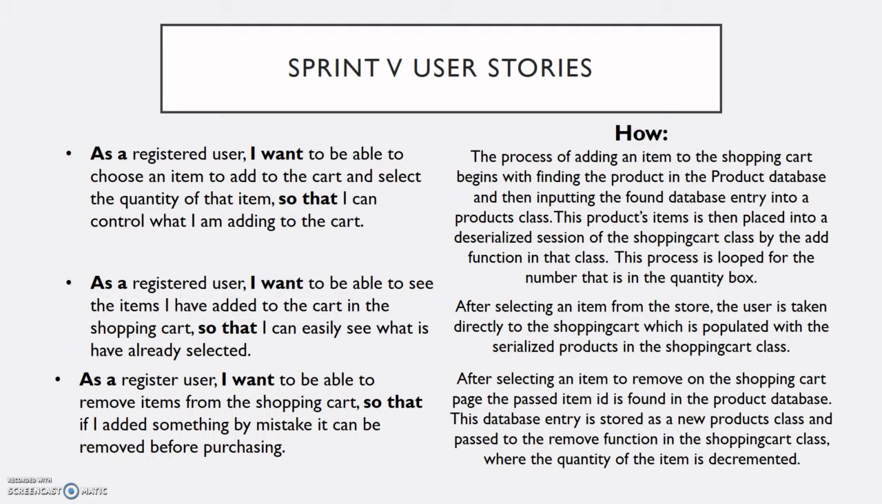As a registered user, I want to be able to remove items from the shopping cart so that if I added something by mistake, it can be removed before purchasing. How? After selecting an item to remove on the shopping cart page, the passed item ID is found in the product database. This database entry is stored as a new products class and passed to the remove function in the shopping cart class where the quantity of the item is decremented.